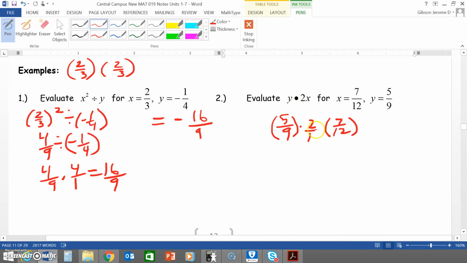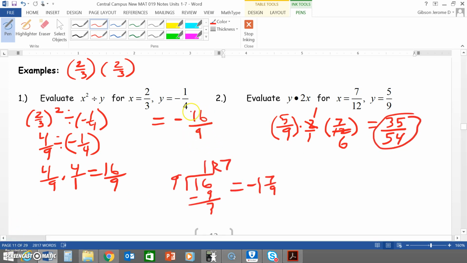Okay, now we can simplify before we multiply. 2 and 12, 2 goes into 2 once, 2 goes into 12 6 times. And then there's nothing else we can simplify. So we can multiply across. 5 times 1 is 5 times 7 is 35. 9 times 1 is 9 times 6 is 54. And this is your final answer.